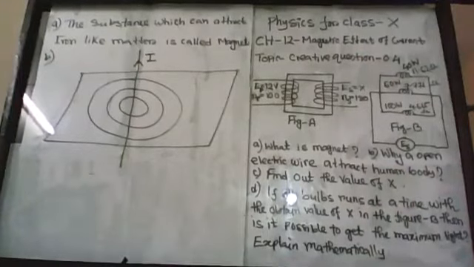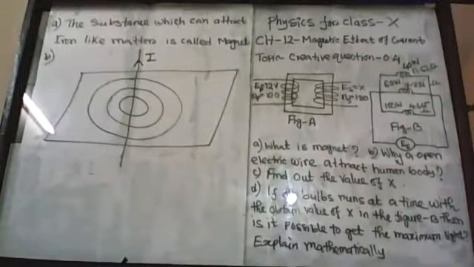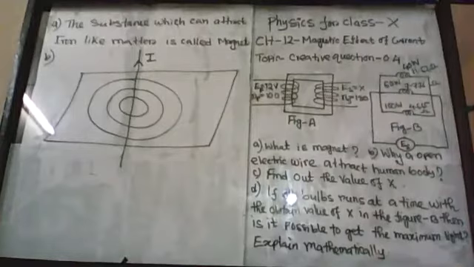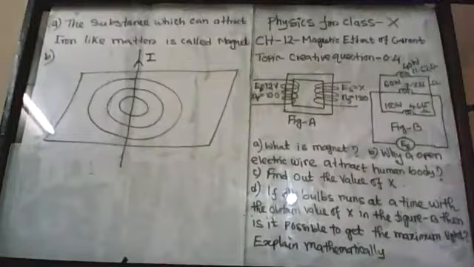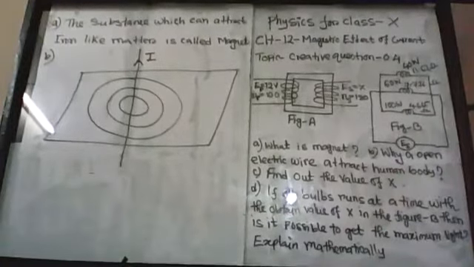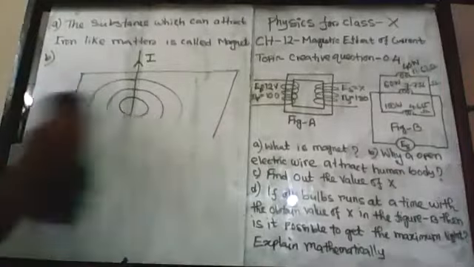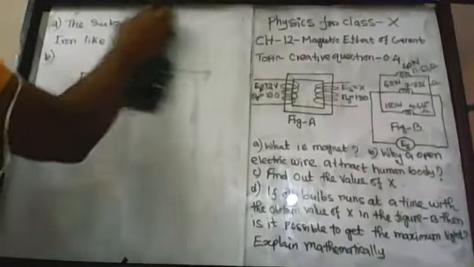Because of this magnetic effect of current, an open electric wire, a wire without plastic cover, can attract the human body. If you put your hand very close to a pure copper wire free from any plastic cover, then obviously the wire can attract you. This indicates that an open electric wire can produce a magnetic field around it. Now boys and girls, I'm going to solve question number C.